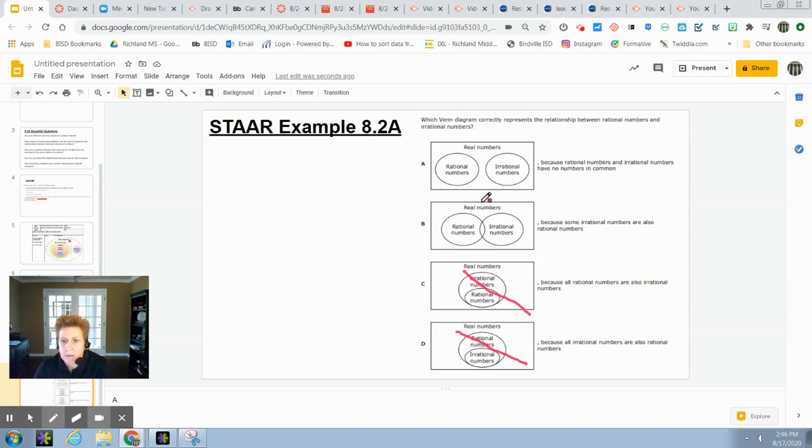How about here? You have the real number system and you have rational numbers and irrational numbers, but you also have some that are in both categories. Did we have any overlap in our notes? No. These are totally different. There's nothing that connects these two together. So therefore, hopefully you picked the answer C.